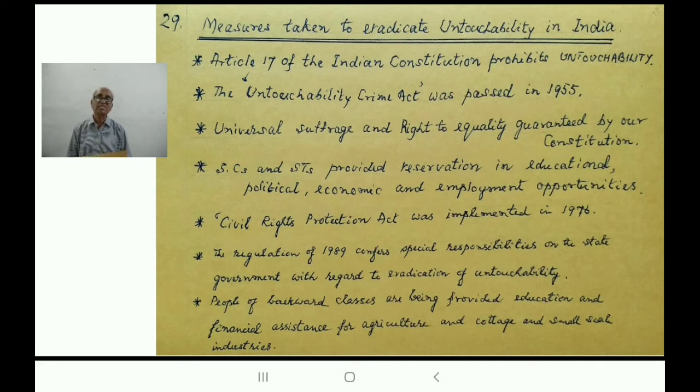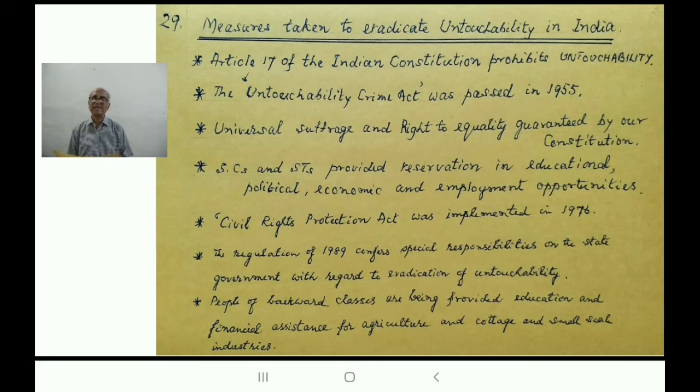The Civil Rights Protection Act was implemented in 1976. We all are accorded civil rights, we have certain rights. Every child, as soon as it is born on Indian soil, has rights. We are empowered to enjoy them. No one can question, no one can obstruct, no one can come in the way, no one can put a barrier.